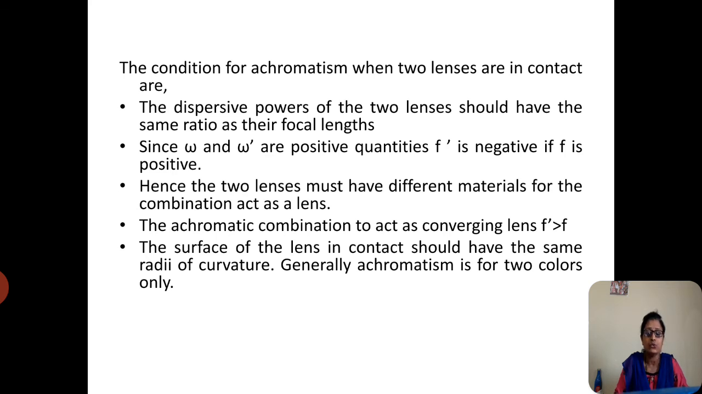Therefore the two lenses should be of different materials, and the convex lens should be made of the material with smaller dispersive power if the lens combination is to act as a converging system. The dispersive power of crown glass is smaller than that of flint glass. Therefore a convex lens of crown glass in contact with a concave lens of flint glass is used to make an achromatic doublet.